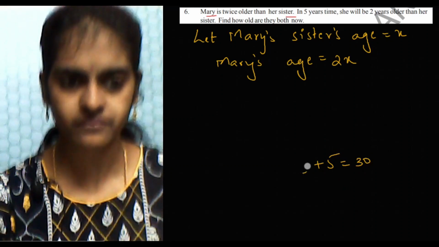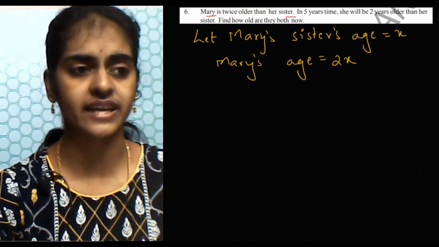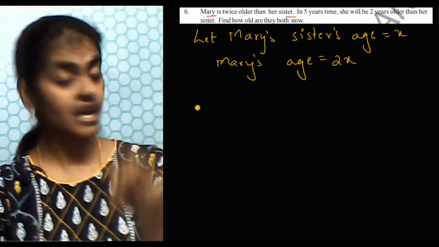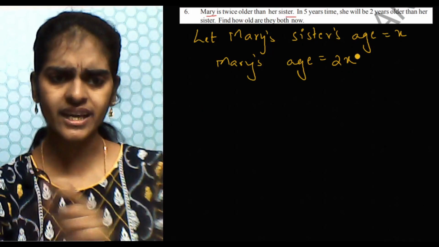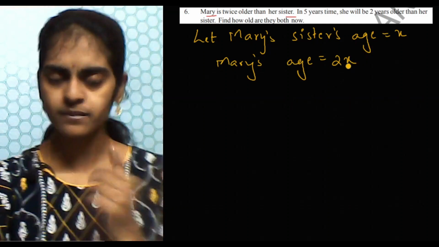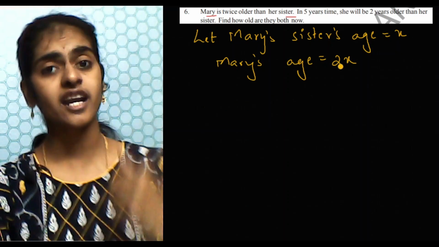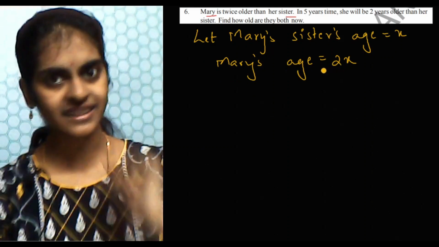The present age of Mary is 2x, so Mary's age after 5 years will be 2x plus 5. We just have to add 5 to the present age. Got my point? Same example as I told you: now I am 25 years, after 5 years I'll be 25 plus 5, I'll be 30 years, isn't it?